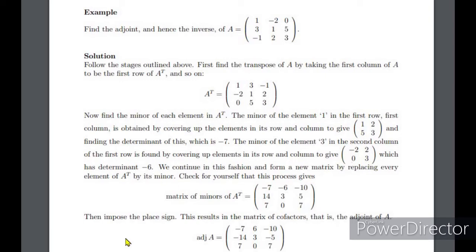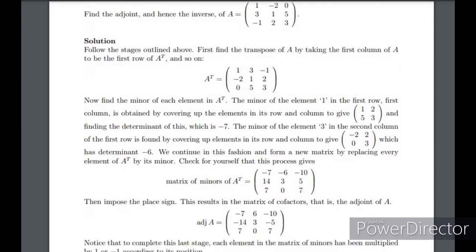So we continue in this fashion and form a new matrix by replacing every element. So we are going to replace every element here. So 1, 2, 3, there are 9 elements here. We will do the process 9 times, okay? Replacing each element with its minor. So the matrix of minors of the transpose is this, okay?